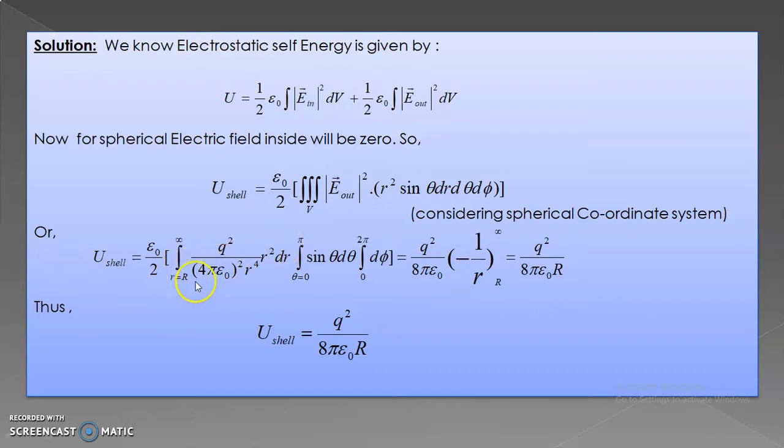So the base value will be capital R, that is the radius of the shell, up to infinity. That is, we are calculating it at infinity now. So the U shell, that is the electrostatic energy of the shell, is finally calculated as Q square by 8 pi epsilon naught R.